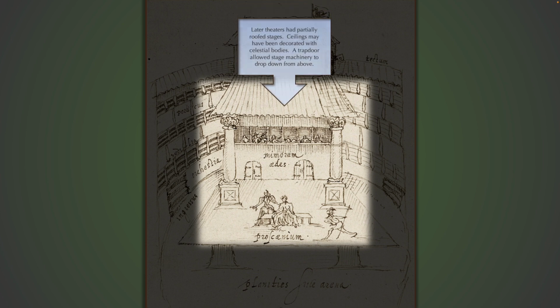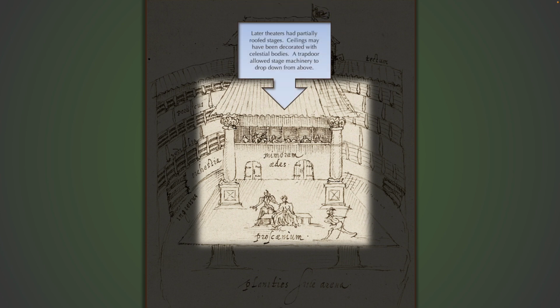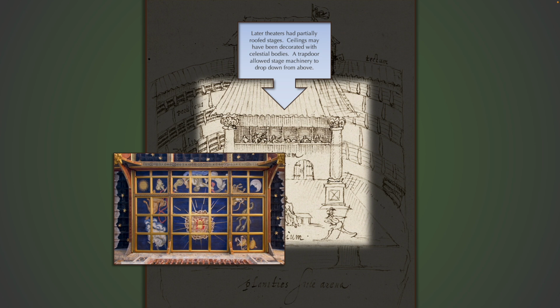We'll start with the main stage area. So later theaters had partially roofed stages. The ceilings could be decorated with celestial bodies like what you see here. This is the ceiling of the modern Globe Theater. There could be a trap door that would allow stage machinery to drop down from above for special effects. And some of Shakespeare's later plays provide indications of such effects.